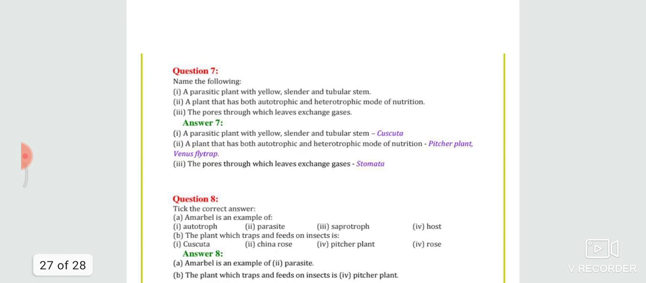Moving to question number 7, name the following. A parasitic plant with a yellow, slender and tubular stem. What is it? Cuscuta. Second one: a plant that has both autotrophic and heterotrophic modes of nutrition, that is Pitcher plant or Venus flytrap. Okay, students. Third one: a pore through which leaves exchange gas, that is known as stomata.